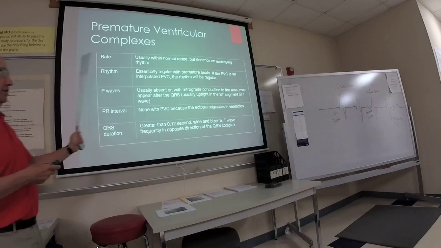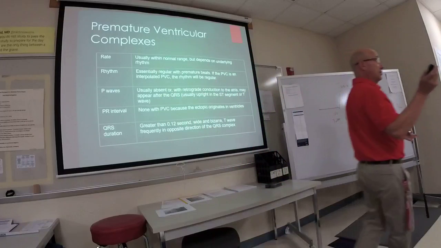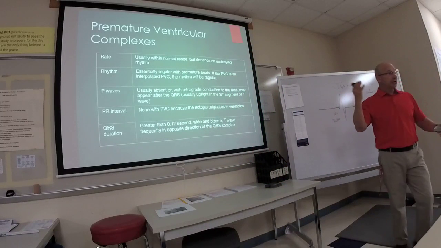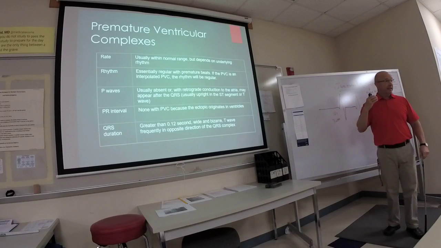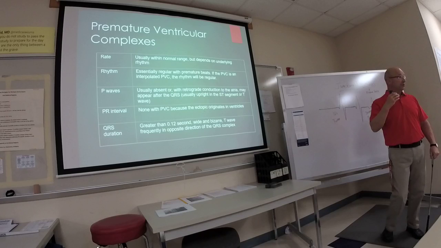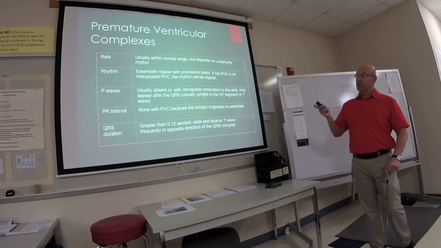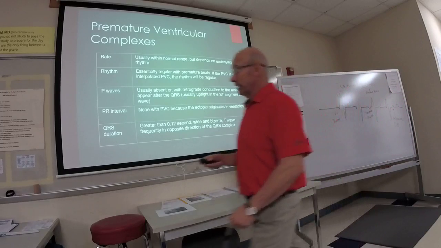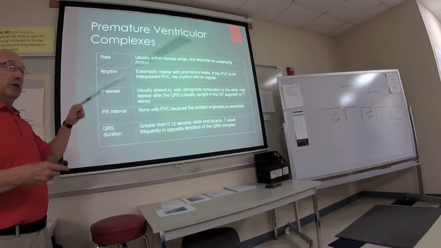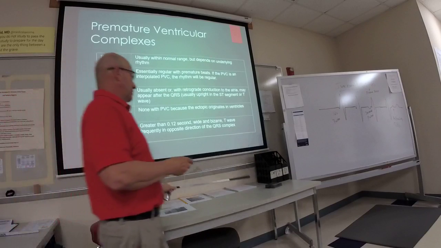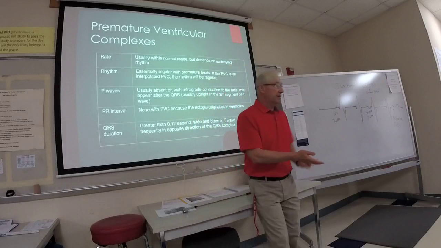PVCs, premature ventricular contractions. So we have PACs. PACs are going to have P waves in them. It's going to be irregular. The PAC, the premature beat, is going to make it irregular. A premature junctional contraction is going to make it irregular. The PVC is going to make it irregular. Premature ventricular contraction. When we talked about those PACs, we talked about perfusing beats, remember?